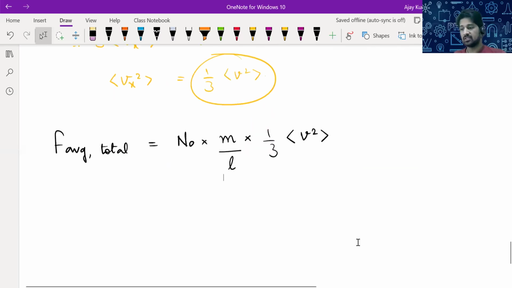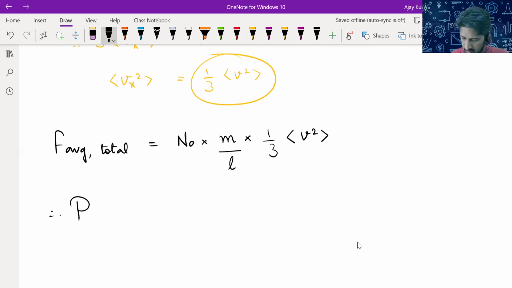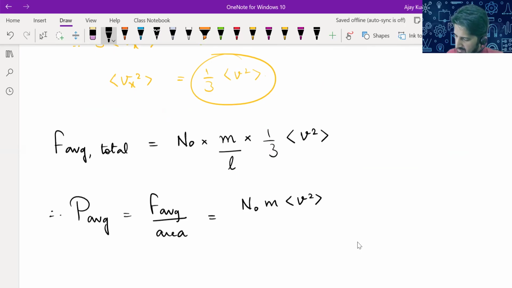Now, if you know the average force that a wall experiences, you can tell the average pressure that the wall experiences. Therefore, average pressure. How do we derive pressure? Force divided by area. Now we considered a cubical container. What will be the area of any wall of that container? L square. So force is N naught m average V square divided by 3L. That is force, and divided by area again, so divided by L square. So effectively it becomes 3L cube. L multiplied with another L square effectively becomes L cube.